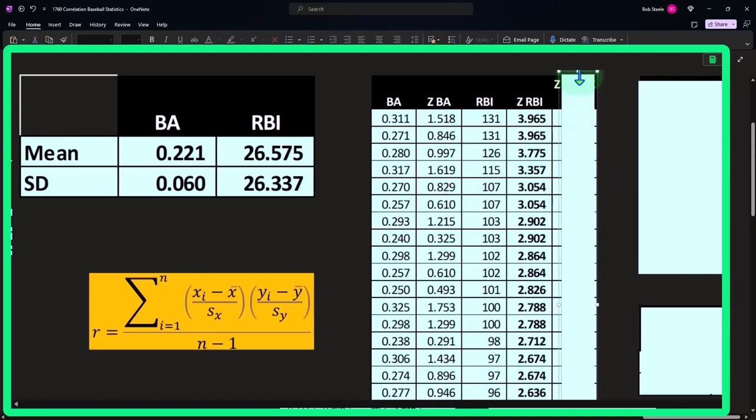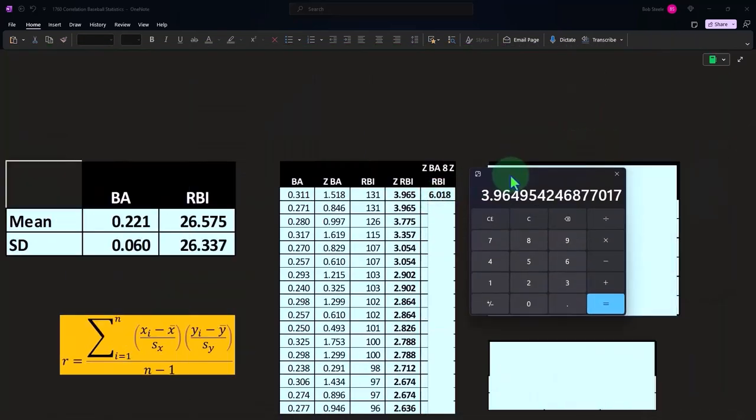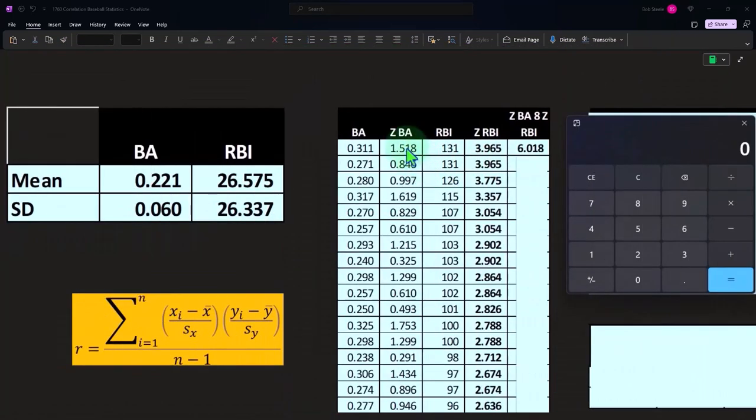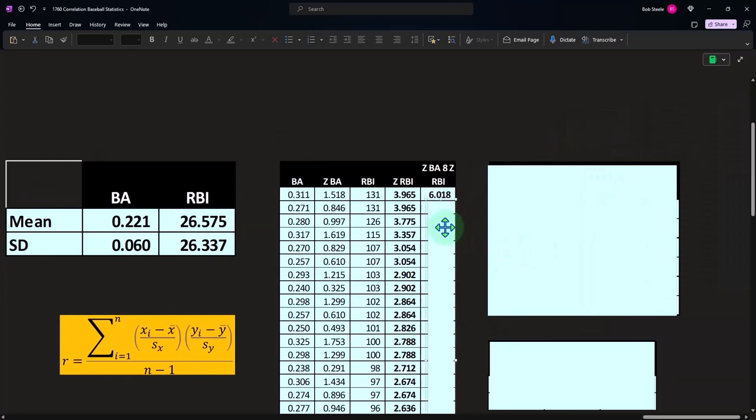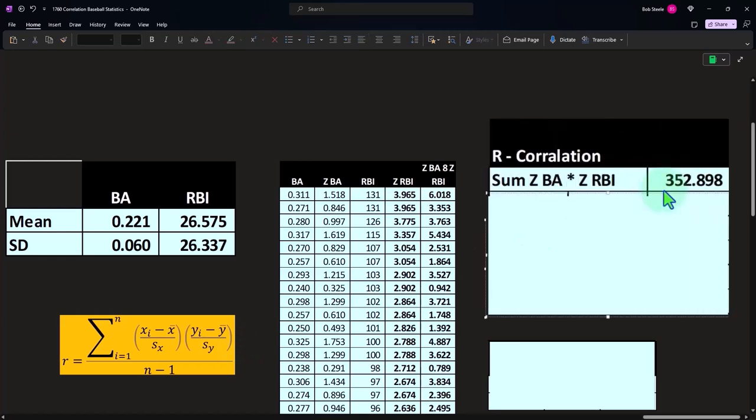We can multiply out the z's, what that does, 1.518 times the 3.965 gives us the 6.018. Okay, we can do that all the way down. And then if we sum out that outer column, that gives us our numerator. So we sum that up, that gives us our numerator, 352.89.